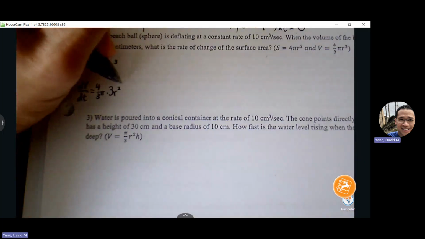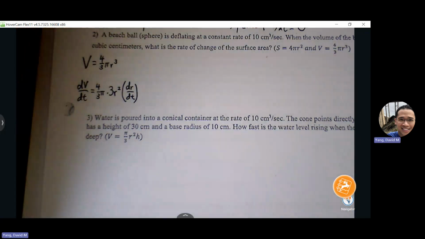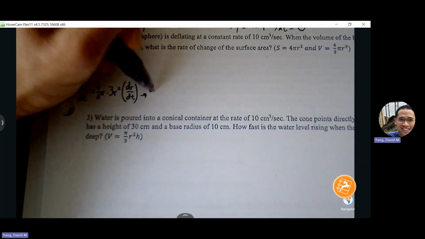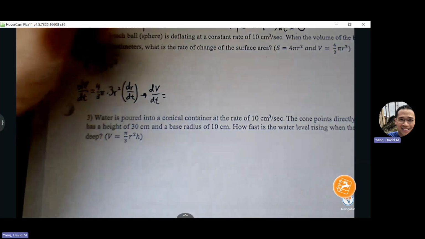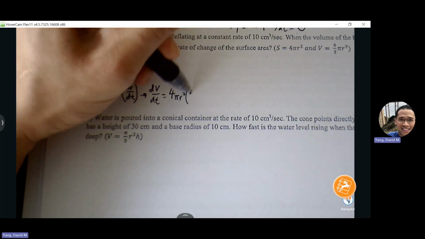Yeah, every variable gets impacted by time, so R needs to involve dR/dt. Do some cleanup here. dV/dt equals, the 3's cancel out, I get 4 pi R squared dR/dt.